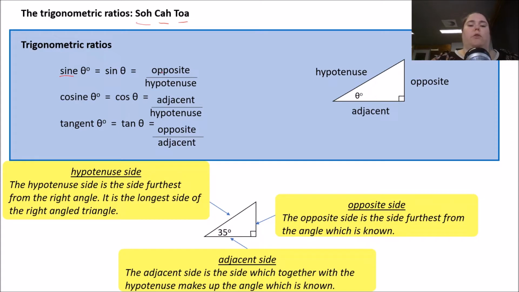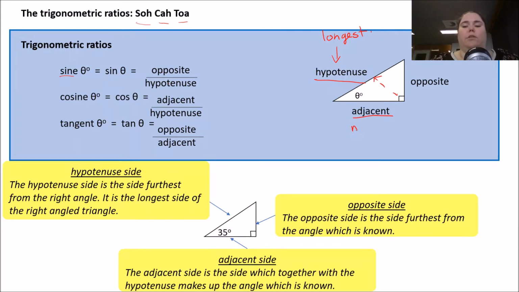So sine is with opposite and hypotenuse. Cosine with adjacent and hypotenuse. Tangent, opposite and adjacent. And they're also on your cheat sheet, so you don't actually have to be able to remember them. But we do need to be able to name their right sides. So hypotenuse, that is always your longest side. So the longest side, and it is always opposite your right angle.